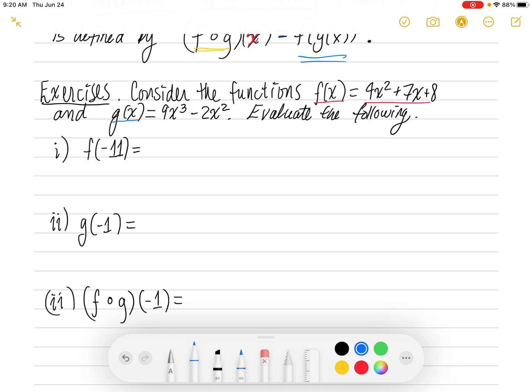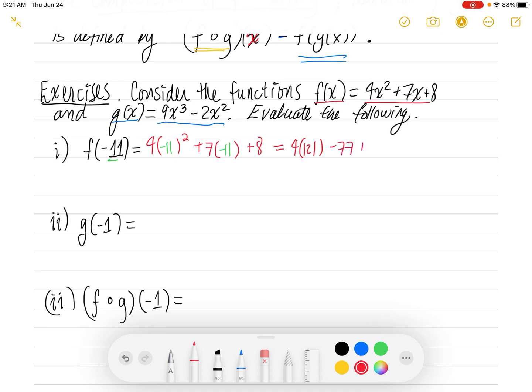Okay, so f of negative 11, what does that mean? So I'm going to call my f function red, and I'm going to call my g function blue. G is going to be the blue function. So for f of negative 11, I'm just plugging negative 11 in for x in the red function. So I'm going to have here 4 times a blank squared plus 7 times a blank plus an 8. I'm going to plug in a minus 11 for x.